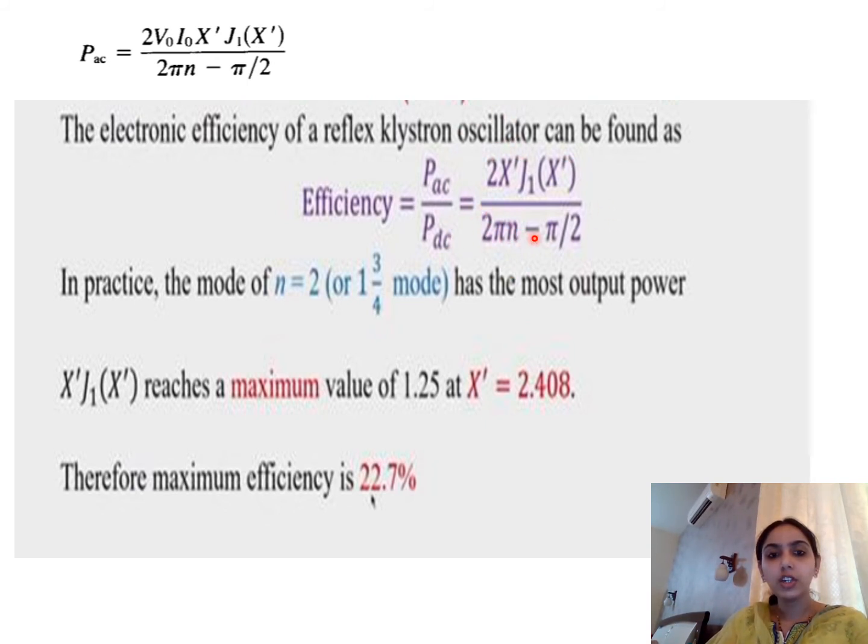Now we can find theoretically the maximum efficiency possible for a reflex klystron. For the n equal to 1 and 3/4 mode, we get the most output power. We can approximate it as n equal to 2. And x' into J1 of x' reaches a maximum value of 1.25 at x' equal to 2.408. So by substituting these values, that is, 2.408 instead of x' and approximating n as 2, the maximum efficiency we get is 22.7% for a reflex klystron.